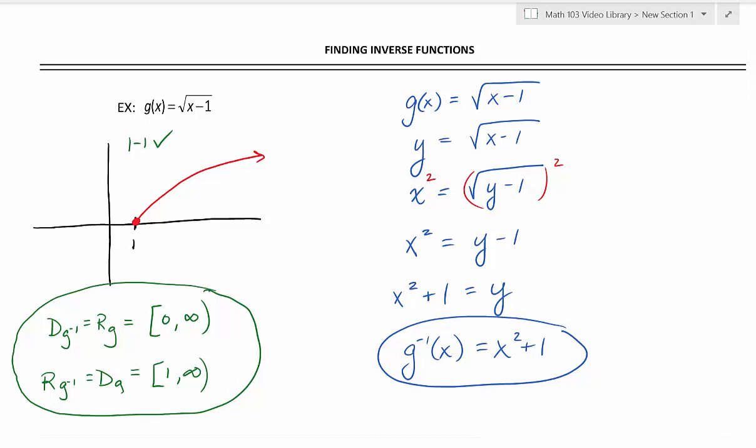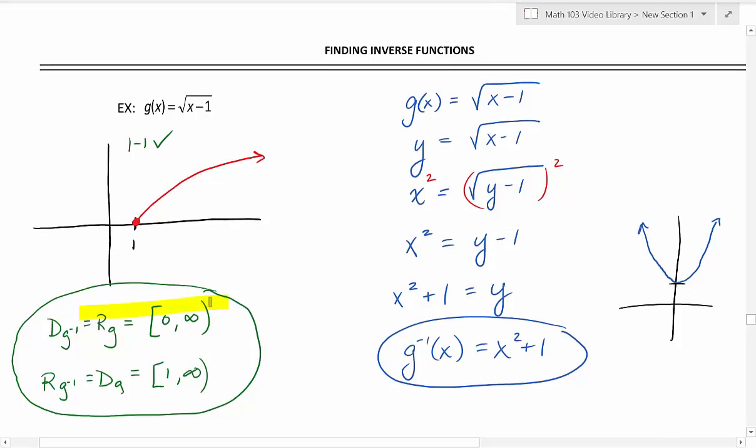Now, you may have noticed that g inverse of x is equal to x squared plus 1, which is a parabola. In fact, this is a parabola that's been shifted up 1 unit. Well, inverse functions are supposed to be one-to-one, but this clearly is not a one-to-one function because it fails the horizontal line test.